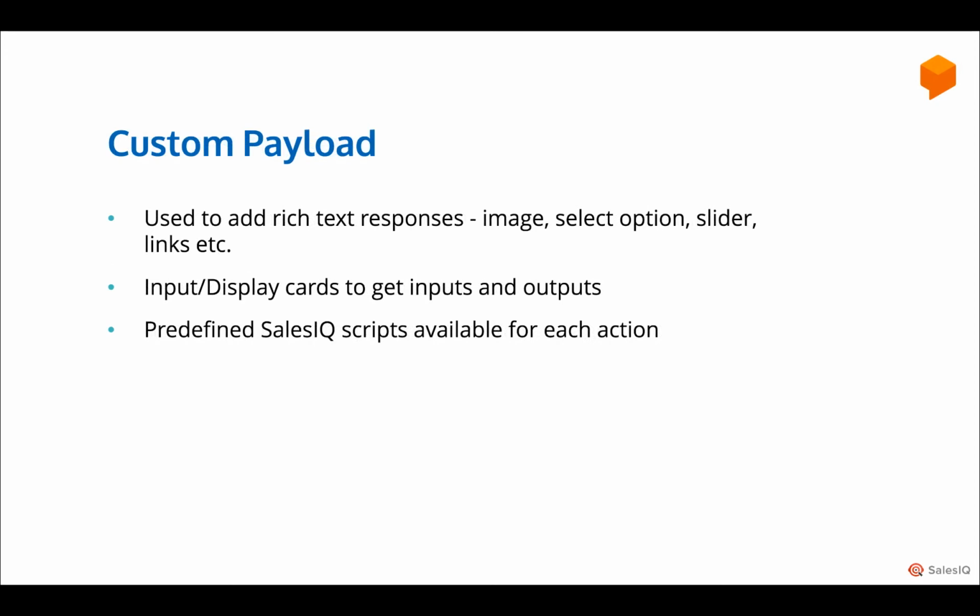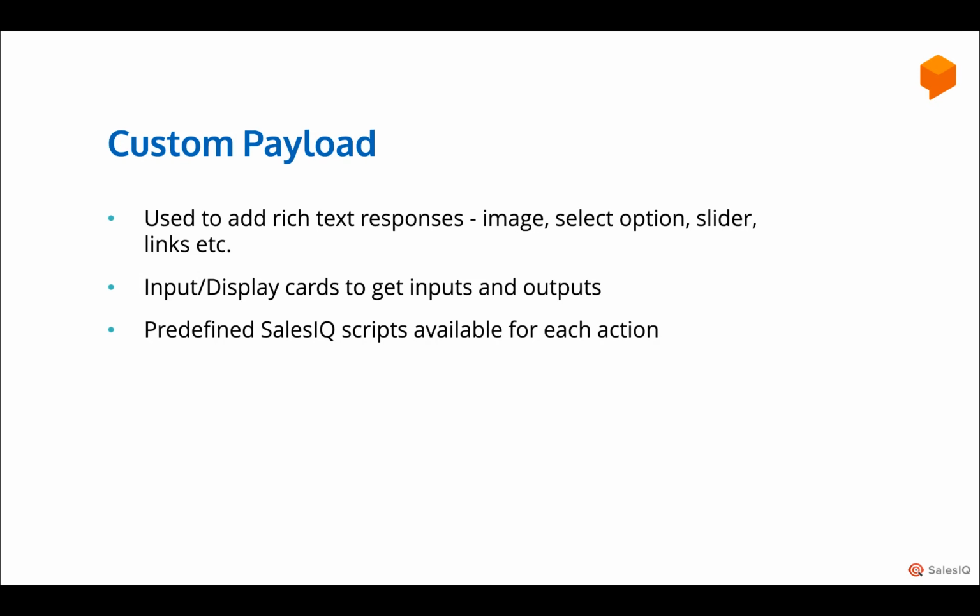Dialogflow allows not only plain text responses but also rich text responses like images, suggestions, sliders, links, etc. You can use Sales IQ's input and display card here inside the custom payload section of Dialogflow. So these are predefined Sales IQ scripts that are defined for each of these actions. You find these inside our help documentation. I'm hoping that by now you must have had access to all of the documentation. So you can add up to 10 sequential responses for every question that has been defined.